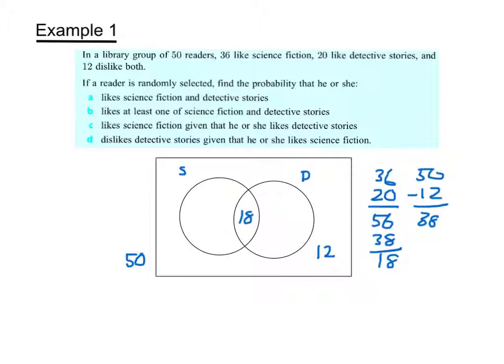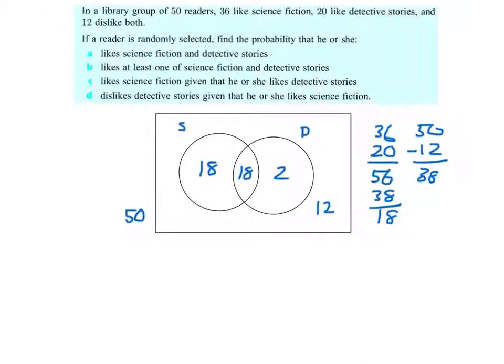So we see that 18 people like both science fiction and detective stories. From that, I can subtract 18 from 36 to get the number of people that like only science fiction. And again, I'll get 18. Then I can subtract 18 from 20, who are the people who like detective stories, and that will give me the people who only like detective stories. And we see that that's 2. And if I quickly add up all these numbers, I should see that I get 50.